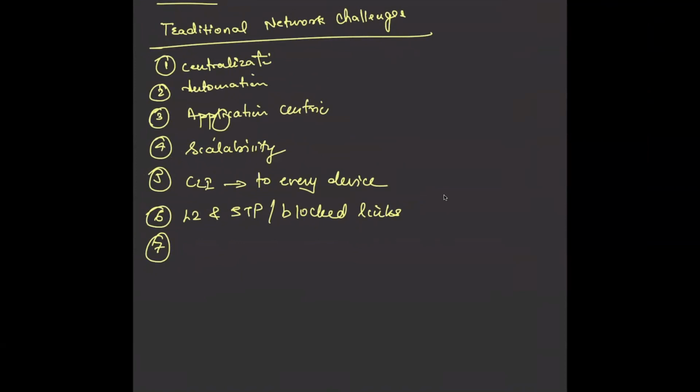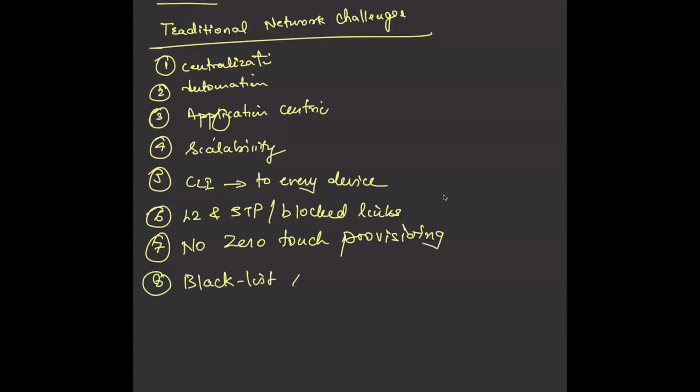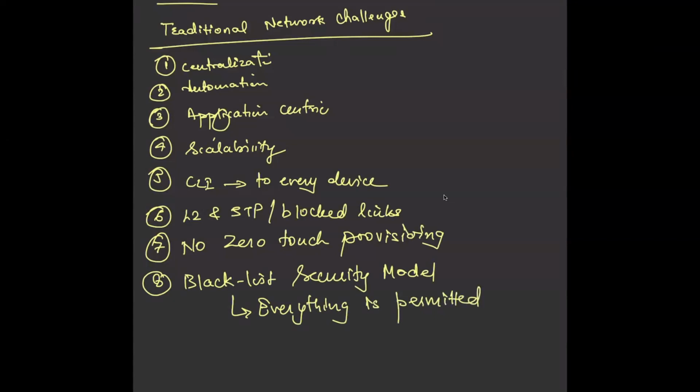So one challenge is no zero touch provisioning. I hope you guys know what zero touch provisioning is. If not, we're gonna discuss that. Then, your traditional network is a blacklist security model. What does it mean? Everything is permitted. If you are not using security devices like firewalls and all that stuff, you can move your data freely between your devices, like between your routers and switches.